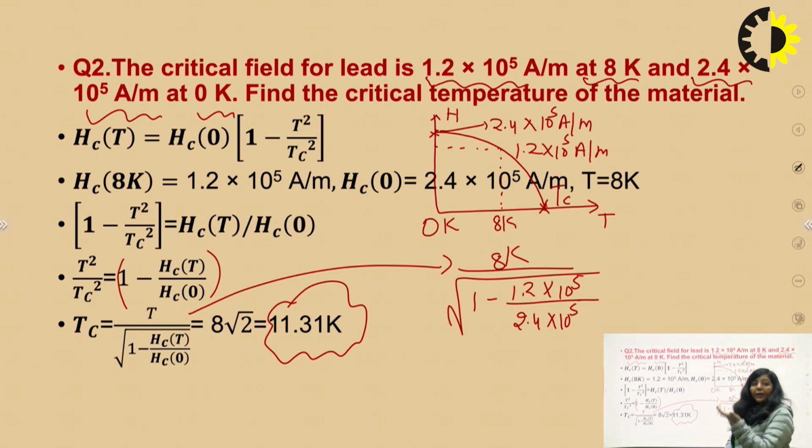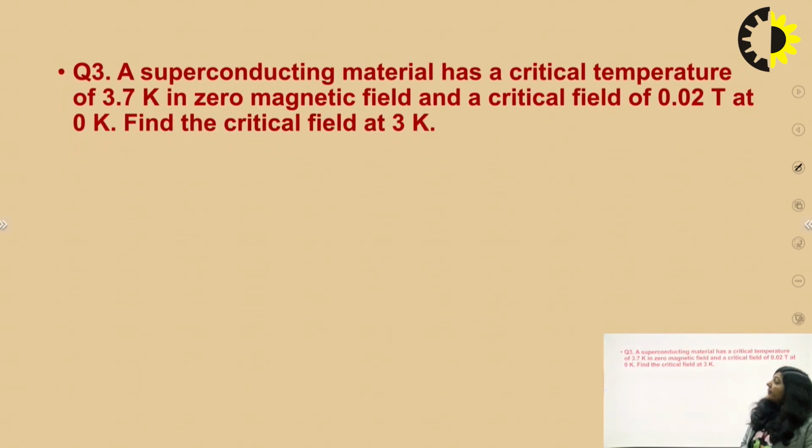So this is the method through which you can find the critical temperature if the critical magnetic field at two different temperatures is given. Following this method, you can find the critical temperature of any superconducting material. So this is our problem number 2. Now let's take another problem.